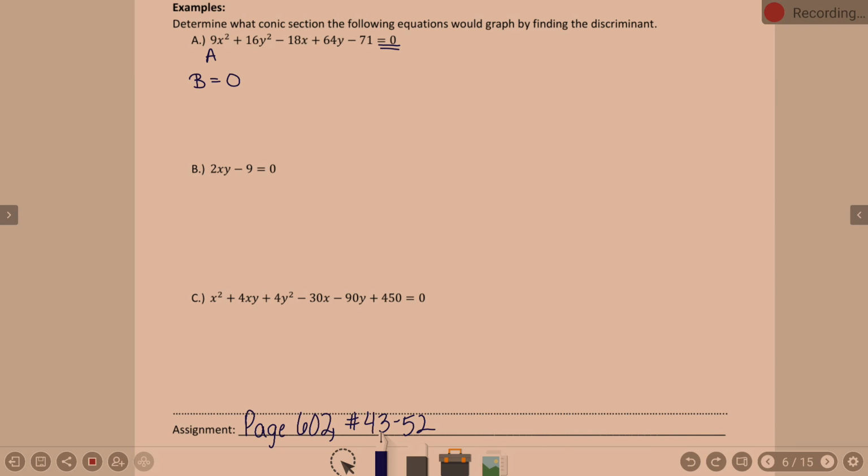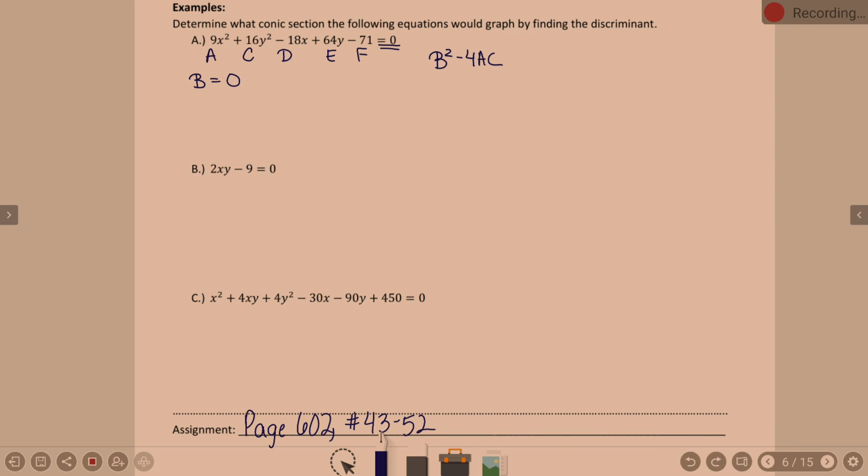What's C? 16. Okay, C is 16 because that's the coefficient of y squared. What's D? Negative 18 because that's the coefficient of x. What's E? 64, that's the coefficient of y. And what's F? Negative 71. Okay, now in all honesty, did we really need to identify D, E, and F? Not really, but it's just making sure we understand. So, we need to find the discriminant.